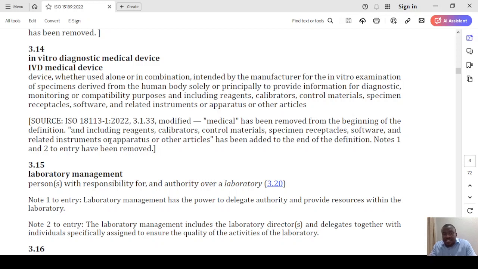There's what we call an in vitro diagnostic device. This is a device, whether used alone or in combination, intended by the manufacturer for in vitro examination of specimens derived from the human body, solely or principally to provide information for diagnostic monitoring. So we all know that the devices we are using in the lab are IVD devices, right? Because they are trying to mimic what the condition would have been in the body, and then they are trying to run the tests out of the body. Okay.